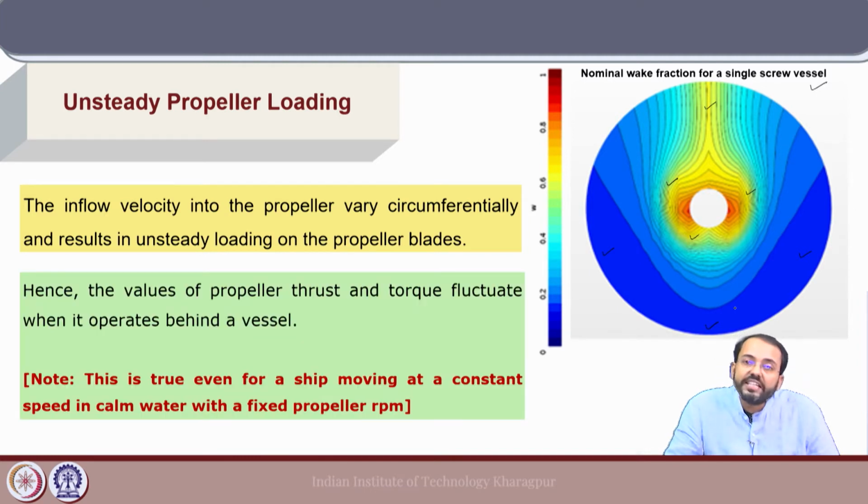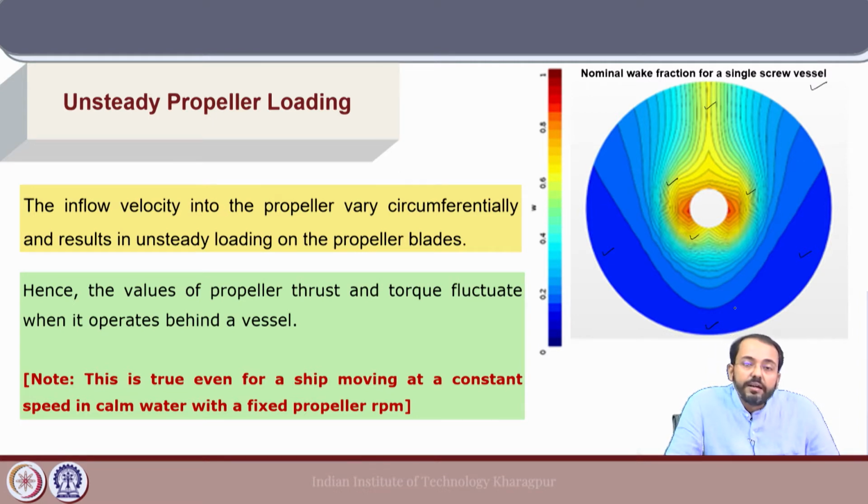Now, for each complete revolution, the propeller blade passes through these different regions of wake fraction values, and because of that the inflow velocity, if we consider the axial inflow into the propeller blade, varies circumferentially and it results in unsteady loading on the propeller blade. Now, this unsteady loading results in the fluctuation of thrust and torque when a propeller operates behind a vessel.